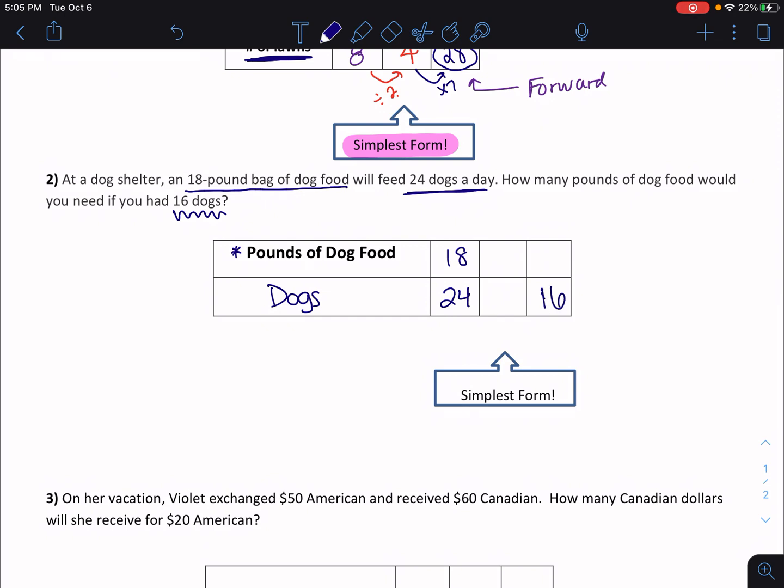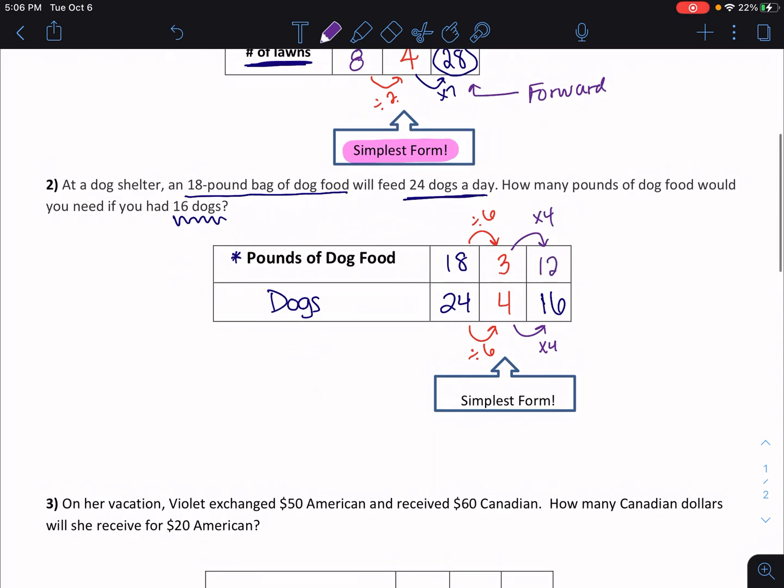And again, because I cannot get from 24 to 16, I know that I have to simplify in some way first. So I'm going to simplify by dividing by the greatest common factor. In this case, it is 6. 18 divided by 6 is 3, and 24 divided by 6 is 4. And now I can scale forward by going from 4 to 16 by multiplying by 4. And then here I'm going to do times 4 as well. 3 times 4 is 12. So 12 pounds. And that is my bubble answer.